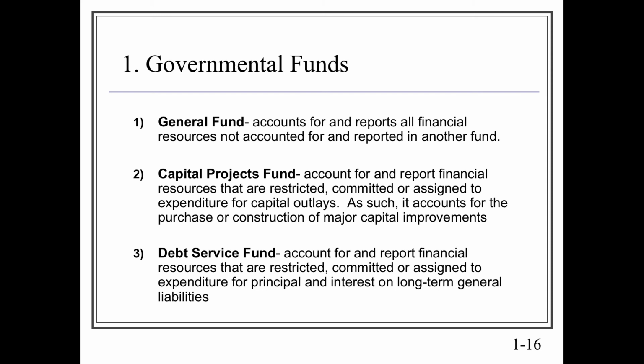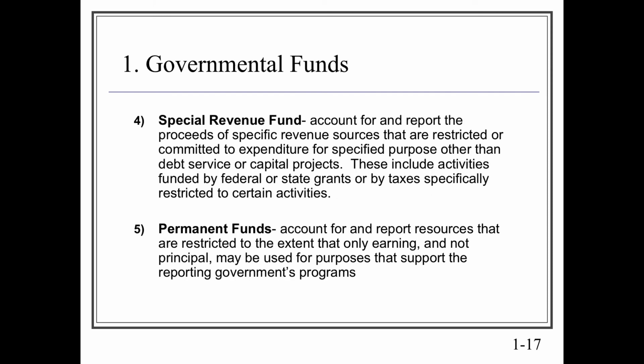The debt service funds account for and report financial resources that are restricted, committed, or assigned to expenditure for principal and interest. Special revenue funds account for and report the proceeds of special revenue sources that are restricted or committed to expenditure for a specified purpose other than debt service or capital projects. These include activities funded by federal or state grants or by taxes specifically restricted to certain activities. Lastly, permanent funds account for and report resources that are restricted to the extent that only earnings and not principal may be used for purposes that support the reporting government's programs.